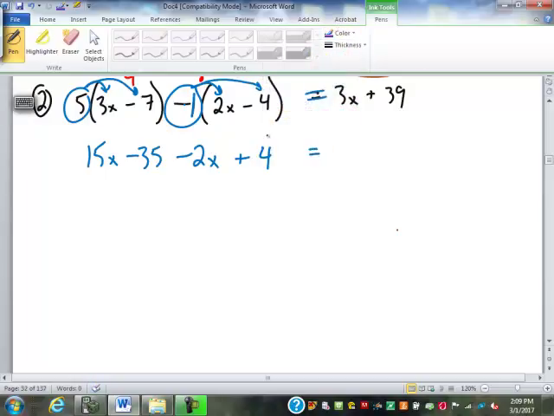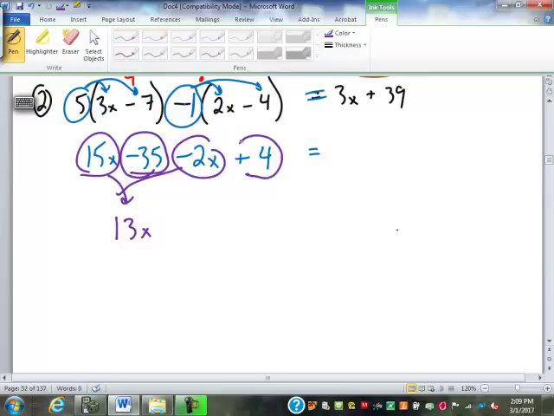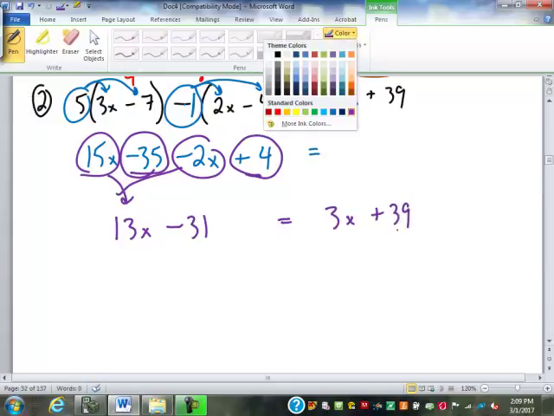So let's keep combining things on the left side. What can we combine over here on the left right now? 15x and negative 2x. Good. And that creates what? 13x. Good. And then we have the negative 35, which would combine with positive 4, which is going to make it negative 31. Yes. Perfect. So on the right side, we still have 3x plus 39. What's next?